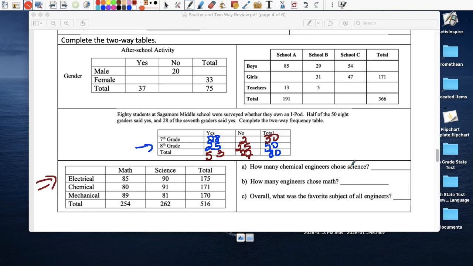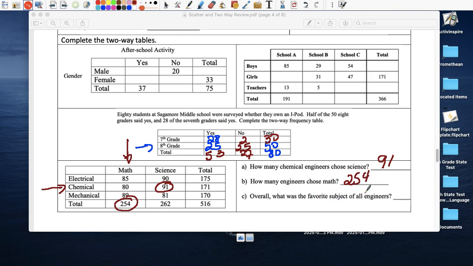How many chemical engineers chose science? So here are my chemical engineers. You're going to look at the row. Ignore everything else. Look at the chemical engineers, and how many of them chose science as their favorite subject? 91. How many engineers chose math? Right here, there's electrical engineer, chemical engineer, mechanical engineer. So the number of people who chose math was 254.